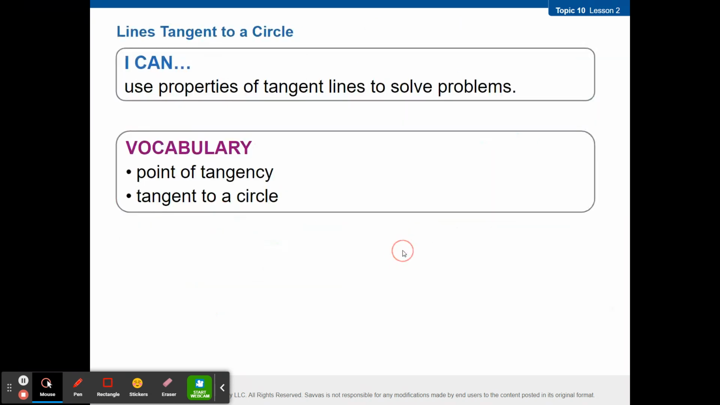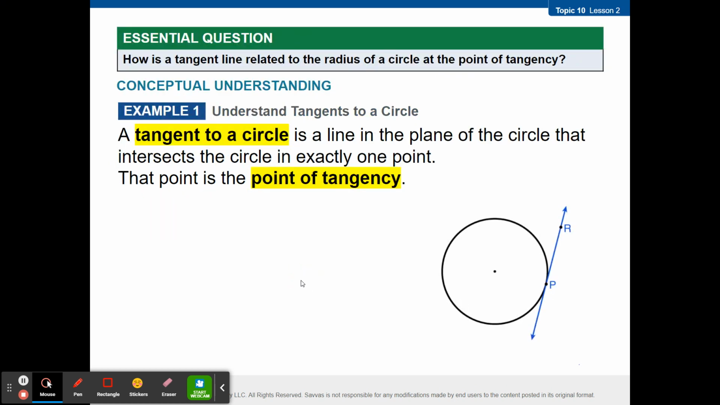All right, so lines tangent to a circle. Your I can statement: use properties of tangent lines to solve problems. And your new vocabulary is point of tangency and tangent to a circle. So your essential question: how is a tangent line related to the radius of a circle and at the point of tangency? So understand tangents to a circle.